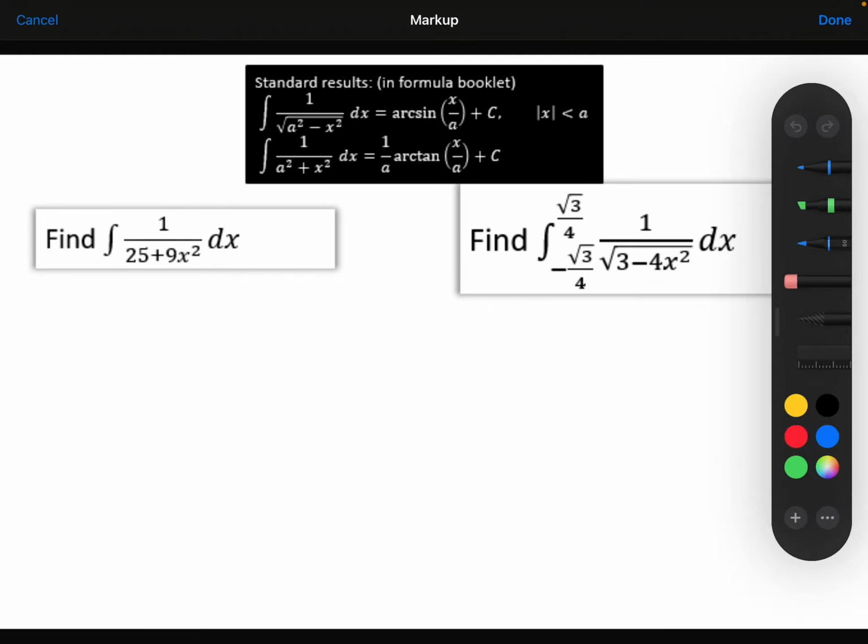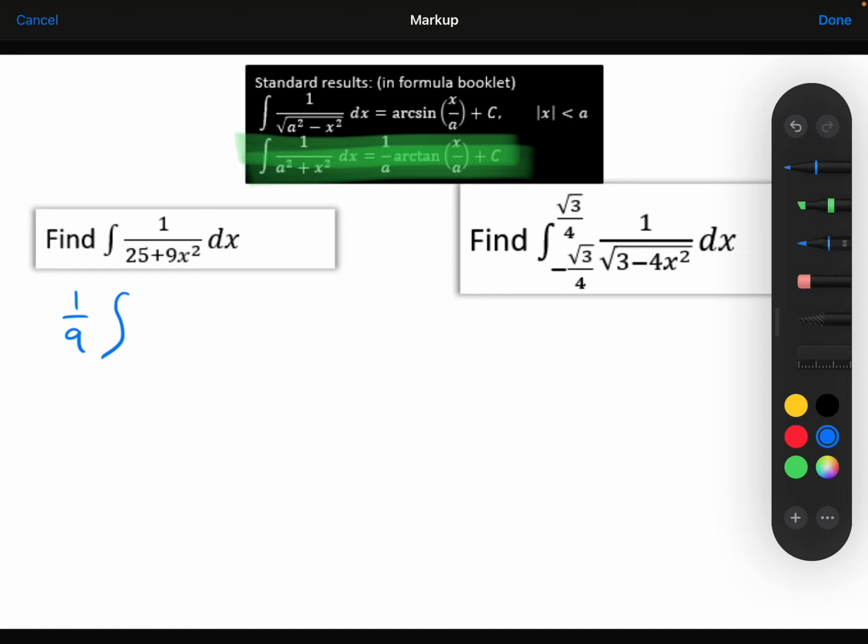Right, first one here, we've got the integral of 1 over 25 plus 9x squared. Now, again, notice there's no square root with this one, so I'm hoping it's going to be the arctan result that I'm going to use. Do notice, however, that I've got a 9x squared here, and I don't want a 9x squared. I just want x squared. So I wanted to be able to divide by 9 here to get rid of that, which I can do. I can take the 1/9 outside here, like I did before. And this will now be 25 over 9 plus x squared.